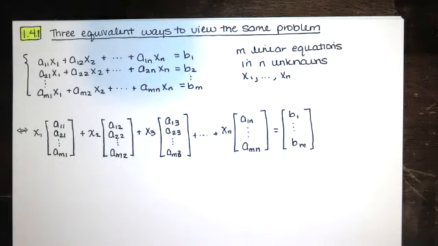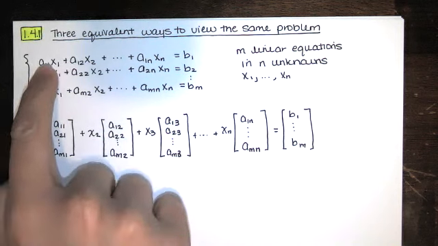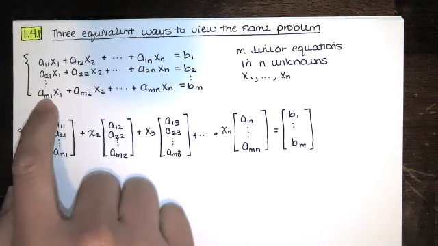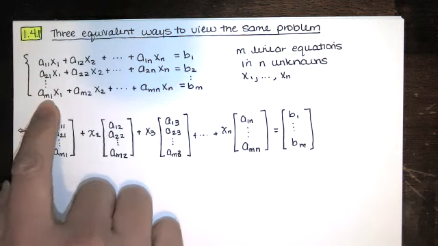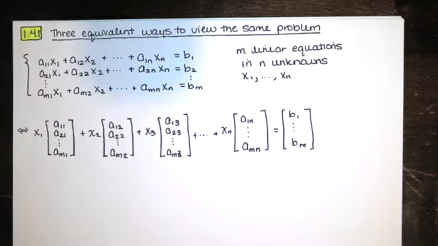In this video, we pick up where we left off in the last video by discussing three equivalent ways to view the same problem. So the first way is to think of m linear equations in n unknowns. So I've got a first equation, a second equation, a third equation, an mth equation. M could be 5, so then that would mean there are 5 equations.